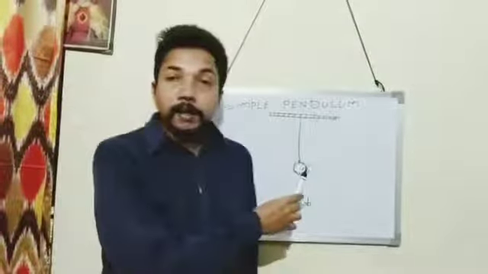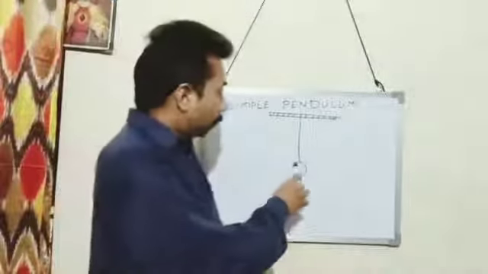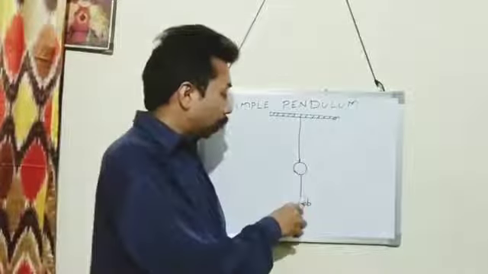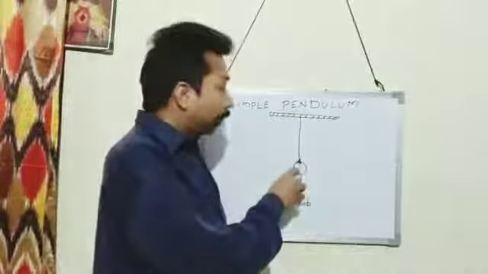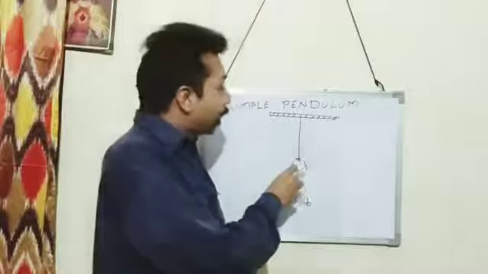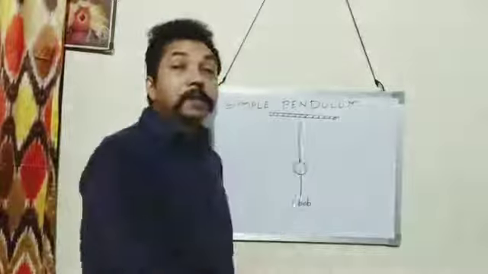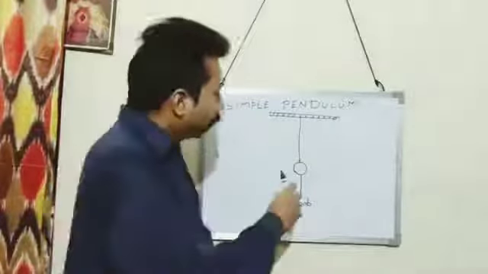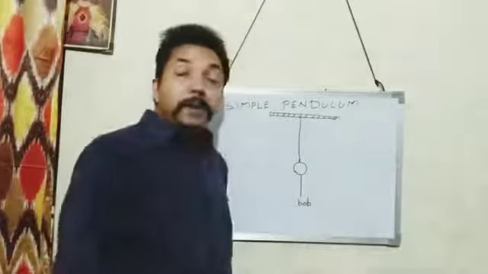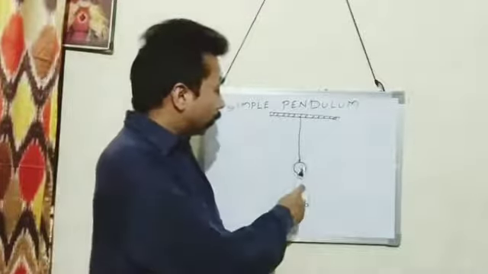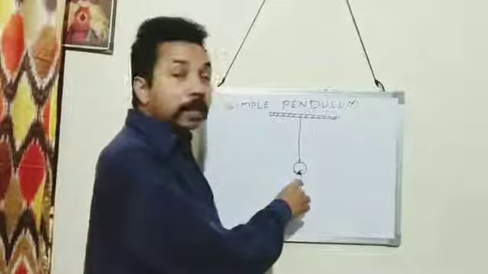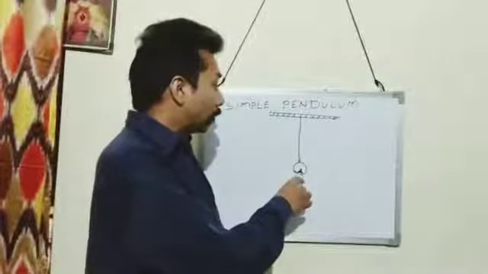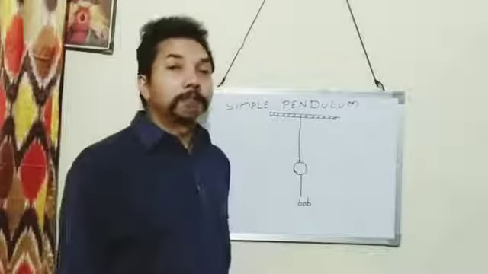So once again, listen. A metallic bob tied with a string and suspended from a fixed support is called a simple pendulum. When a pendulum is not oscillating, this position is called the mean position.